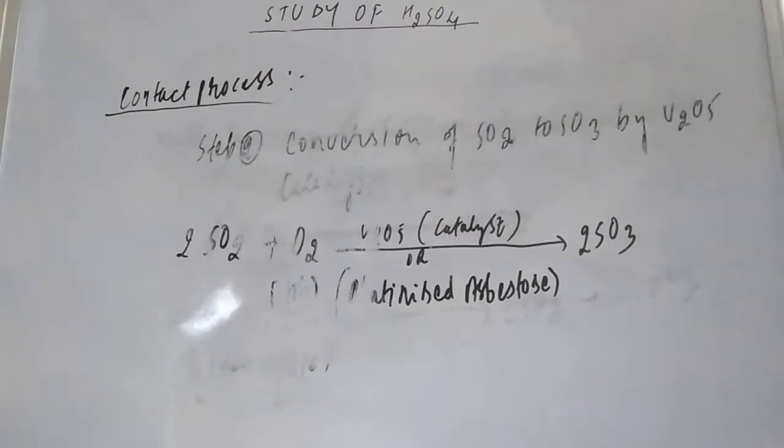So in the third step, students, what we will do is treat this SO3 formed with sulfuric acid. When you treat this with sulfuric acid, you will be able to get oleum. Let us see what the next step would be and how you will do it.